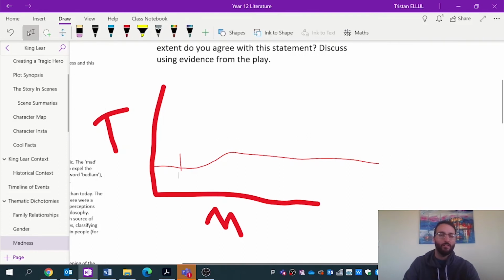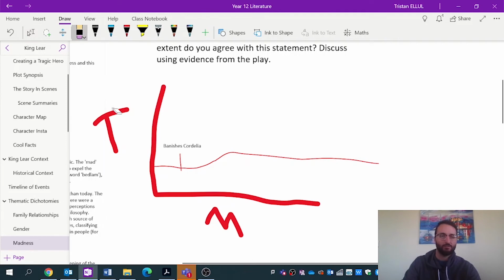Here, I think it is. Yeah. So we use that text box tool to say banishes Cordelia, or whatever it might be. You guys will make this look a lot better. But we can see here that we can map Lear's madness and his descent into it. So think about the events that trigger the level of madness increasing.